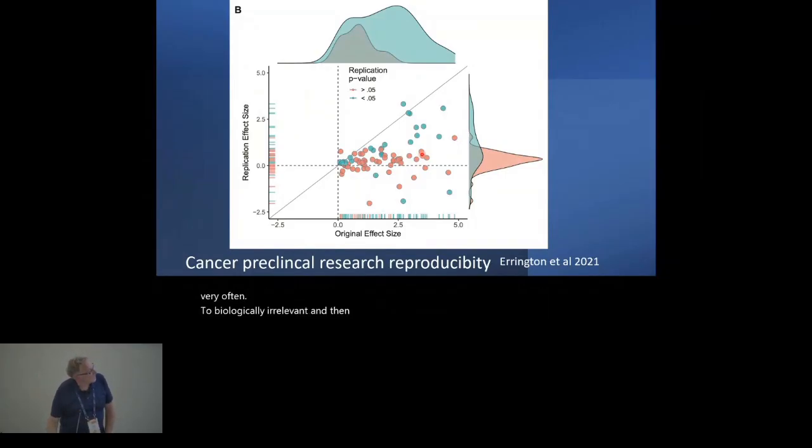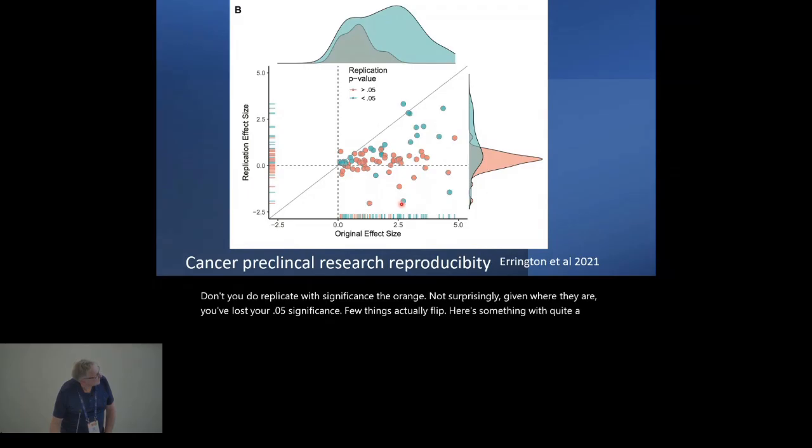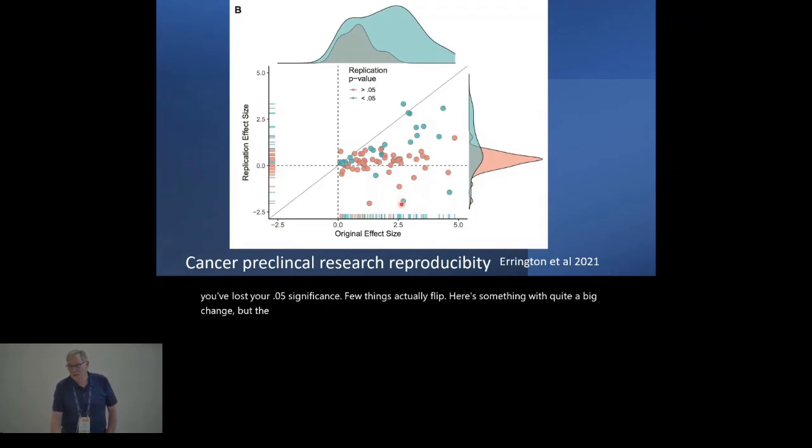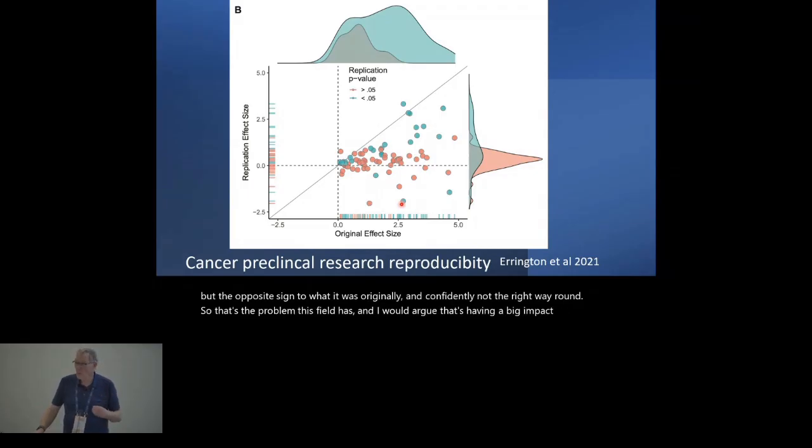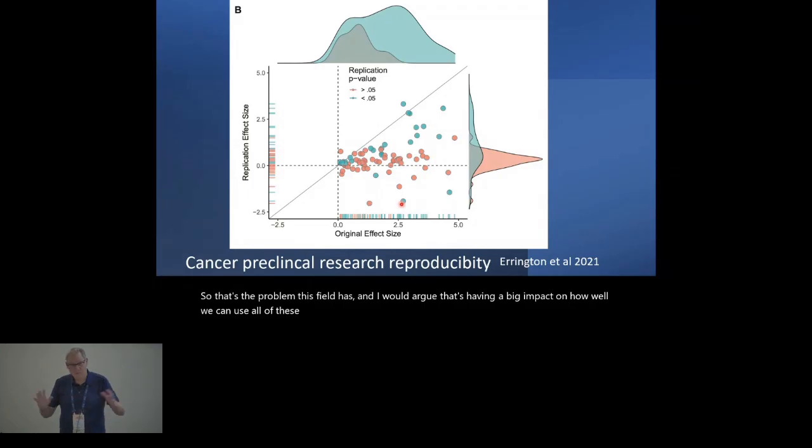And then the colors here: the blue, you do replicate with significance. The orange, not surprisingly, given where they are, you've lost your 0.05 significance. Few things actually flip. Here's something with quite a big change, but the opposite sign to what it was originally, and confidently not the right way round. So that's the problem this field has. And I would argue that's having a big impact on how well we can use all of these data. There's lovely rich data out there, but nobody knows what to trust.